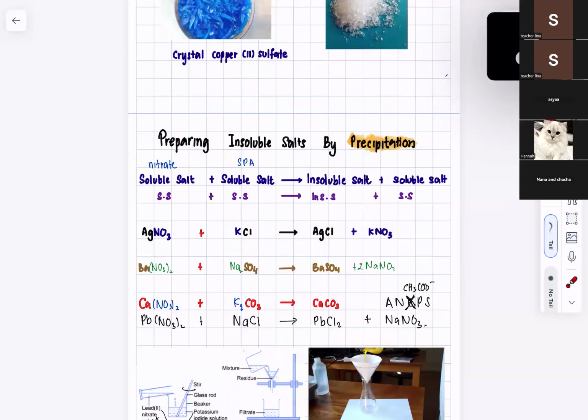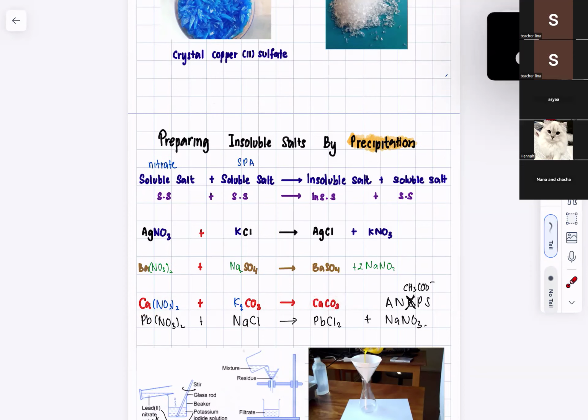Okay. Barium sulfate here. Barium nitrate and sodium sulfate. Any soluble salt that you can recognize. I think you write the nitrate, barium nitrate and sodium sulfate. Then calcium nitrate and potassium carbonate, and you will form calcium carbonate.